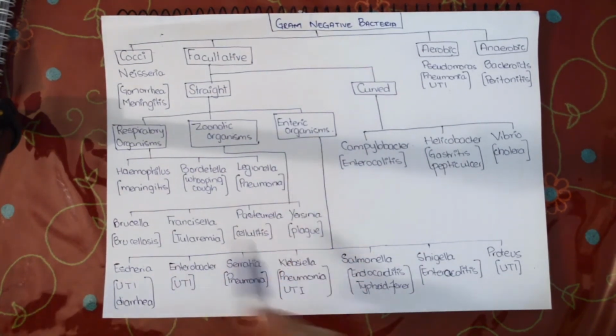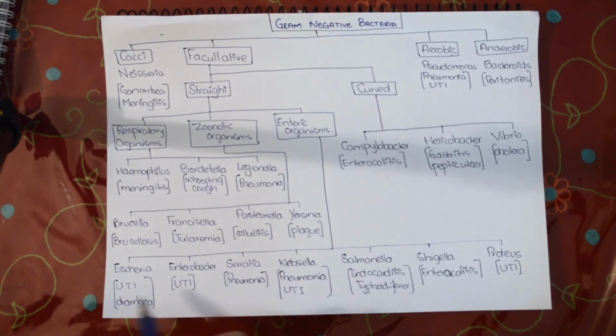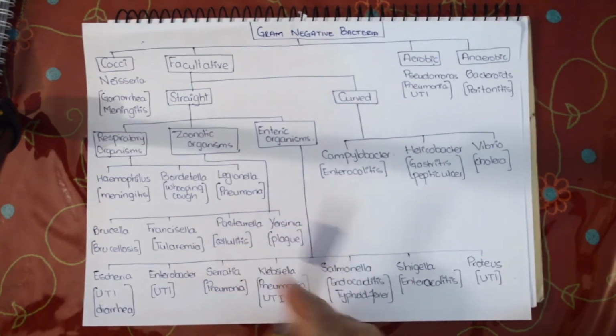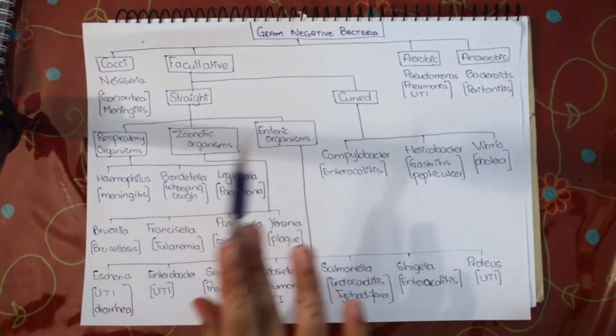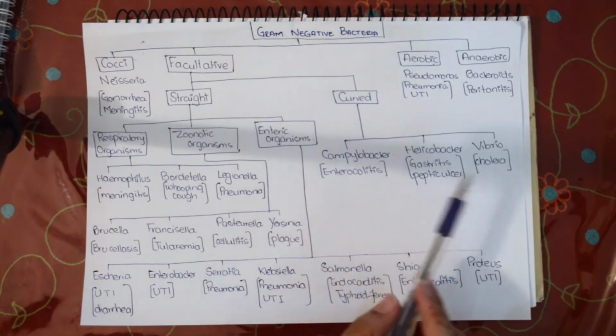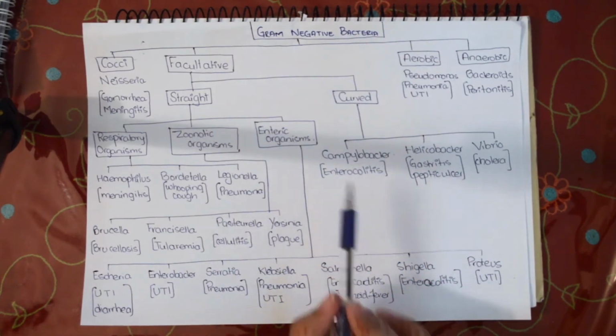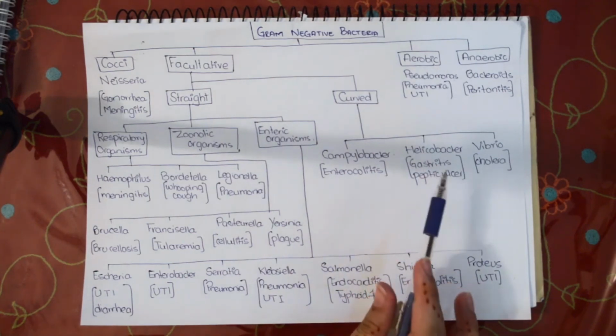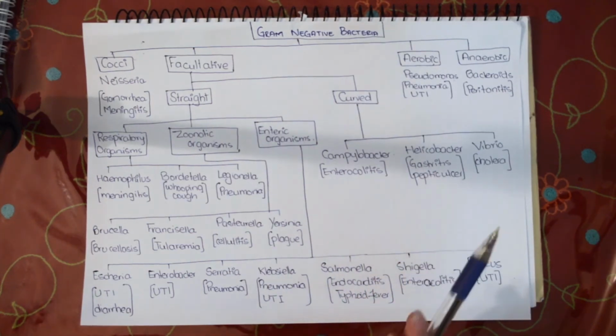In enteric organisms, we had Escherichia, which causes UTI and diarrhea, Enterobacter, which causes UTI, Serratia, which causes pneumonia, Klebsiella, which causes pneumonia and UTI, Salmonella, which causes endocarditis, typhoid fever, Shigella, which causes enterocolitis, and Proteus, which causes UTI. In the curved facultative gram-negative bacteria, we had Campylobacter, Helicobacter, and Vibrio. Campylobacter causes enterocolitis, Helicobacter causes gastritis and peptic ulcer, and Vibrio causes cholera.